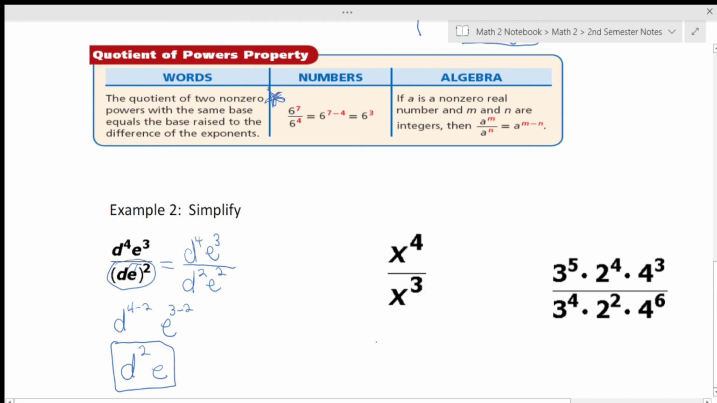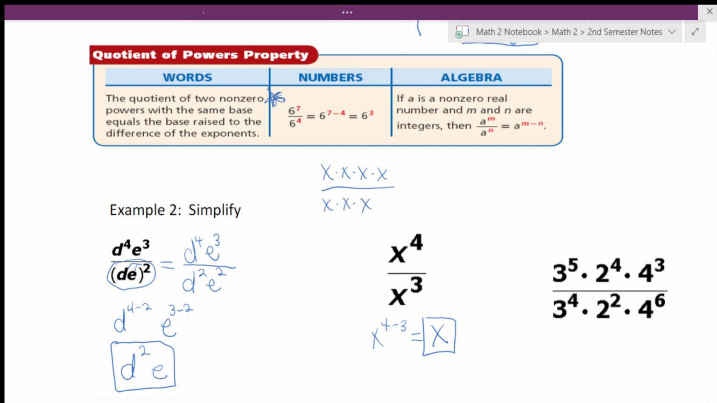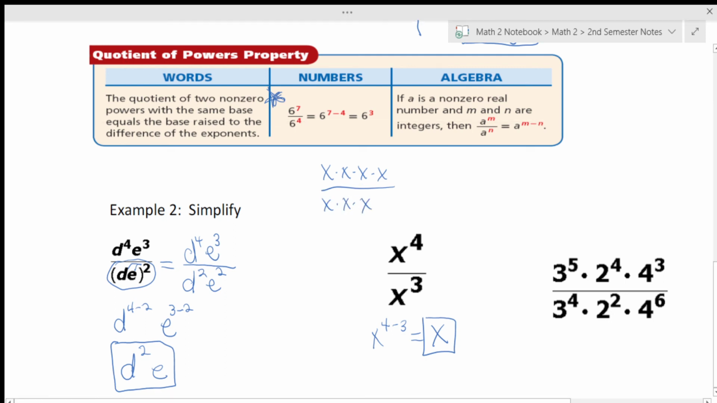X to the 4th over x cubed would be x to the 4 minus 3, or just x. We can also look at it this way: x to the 4th is x times itself 4 times, right? And x to the 3rd is x times itself 3 times. Well, we know that if we have something on the top and bottom of our fraction, they reduce, they cancel each other out. So if we wrote out our x's, expanded that expression, and then canceled out our common terms, we would end up canceling out 3 of those x's and we'd be left with just 1 x. That's another way of thinking about that problem.